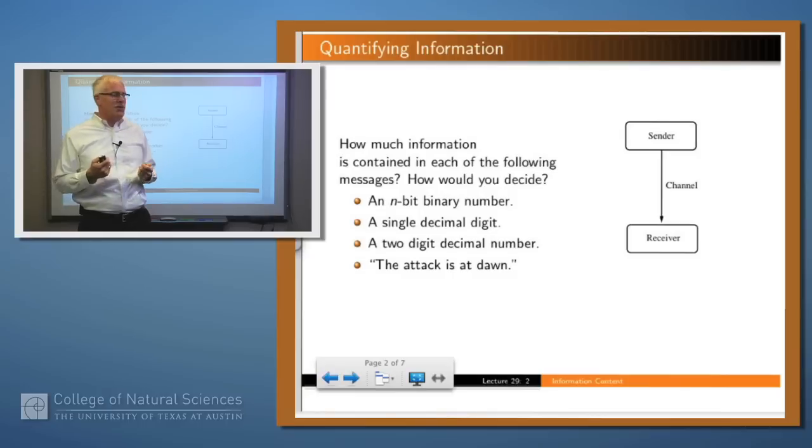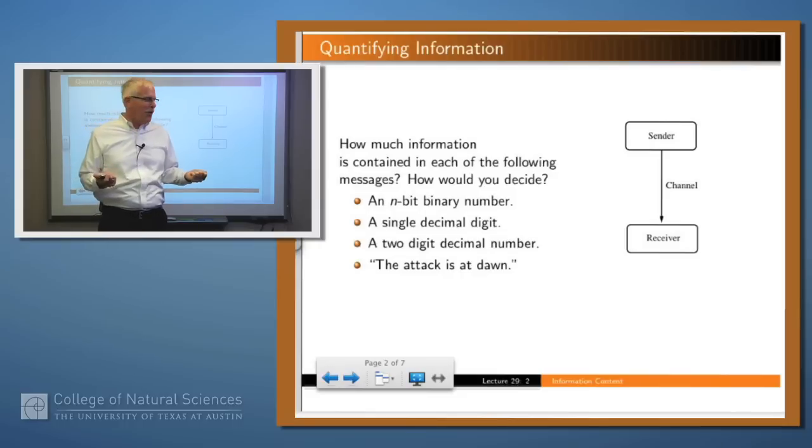Well, how about a 2-digit decimal number? We've got the first digit and the second. If we can represent each of them in 4 bits, then we ought to be able to easily represent a 2-digit decimal number in 8 bits, right? But we don't have to, because with 2 digits, there's 100 possibilities. We could do that in 7 bits. So there's some subtlety going on here. And how about the last one here?